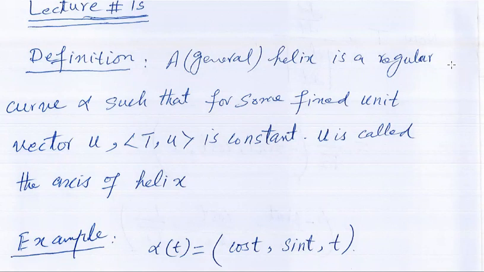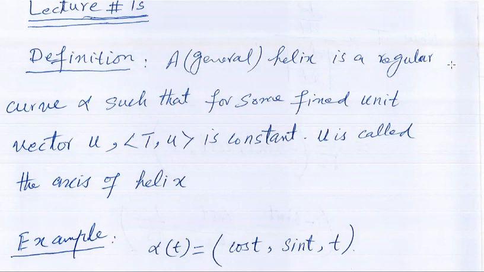Today we will discuss helix. The definition of helix: a general helix is a regular curve alpha such that for some fixed unit vector u, the inner product of t and u is constant. Here u is called the axis of helix. You should notice here that u is a fixed unit vector.